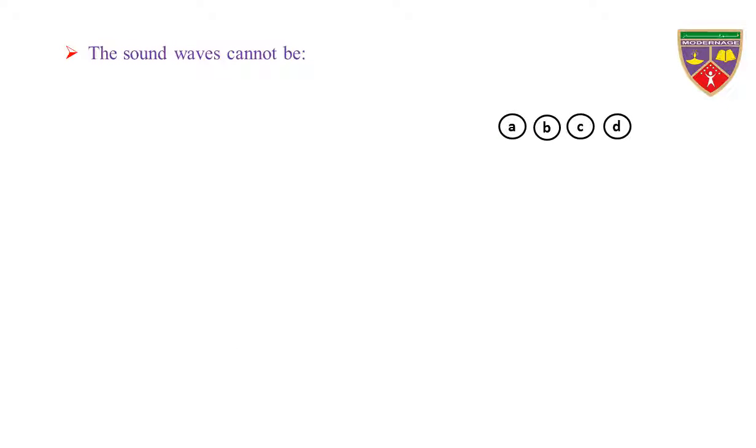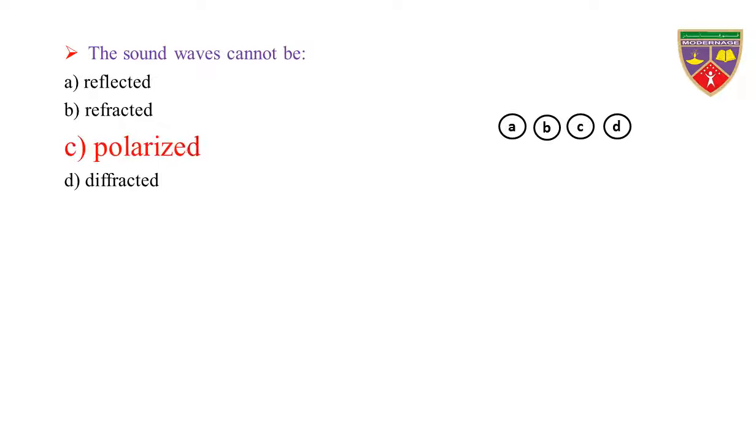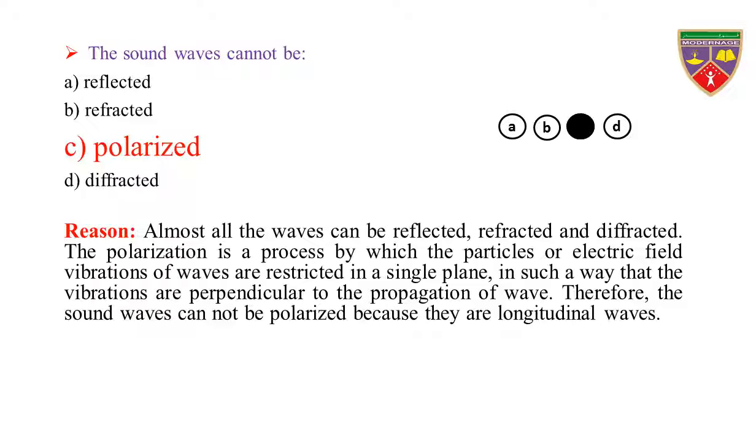The sound waves cannot be option A, reflected, option B, refracted, option C, polarized, option D, diffracted. The key is polarized. Therefore, the correct option is C. Reason: almost all the waves can be reflected, refracted, and diffracted.